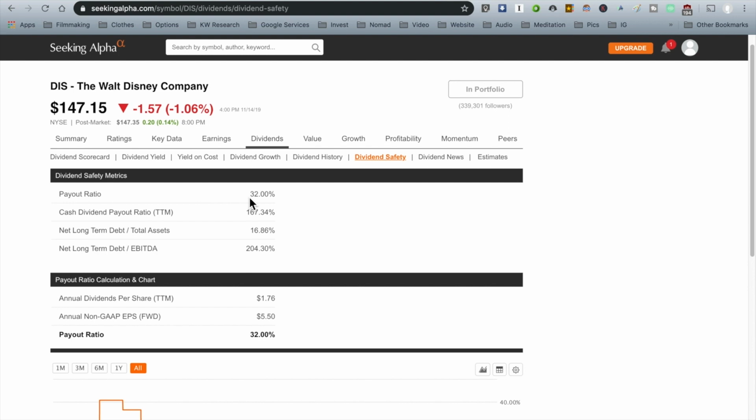In some industries, you don't really want a payout ratio above 50. And Disney has a payout ratio of 32%. So 32% of the income is paid to shareholders through dividends.